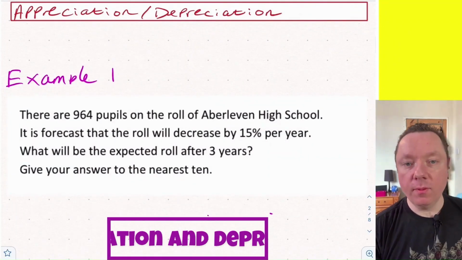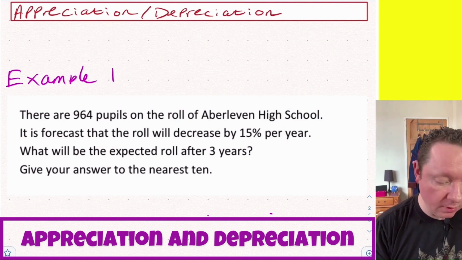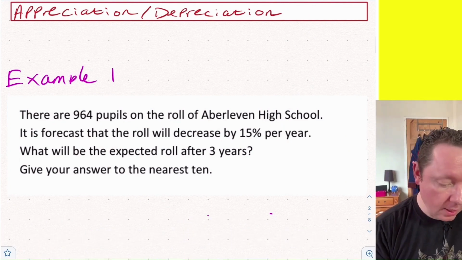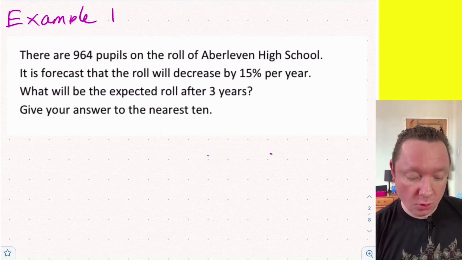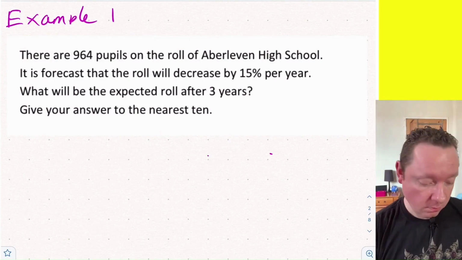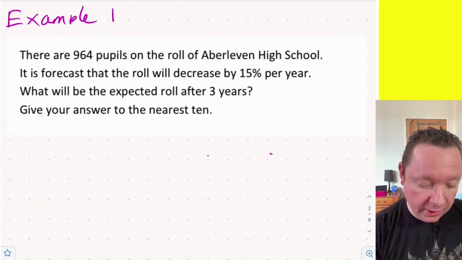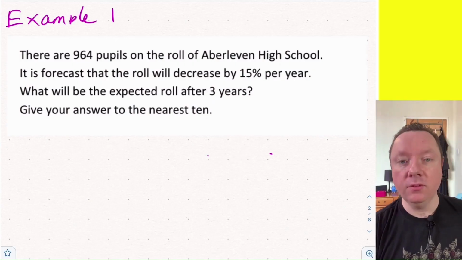So let's start off with appreciation or depreciation with a quick example. Example 1. There are 964 pupils on the roll at Aberleven High School. It is forecast the roll will decrease by 15% per year. What is the expected roll after 3 years? And give the answer rounded to the nearest 10.